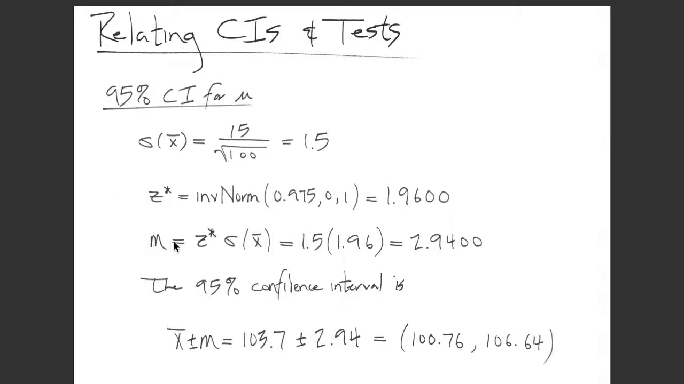Then the margin of error is the critical value times the standard deviation of x bar. Turns out to be 2.94. And so our 95% confidence interval would be our mean x bar plus or minus that margin of error. So that turns out to be from 100.76 to 106.64. So we're 95% confident that the true mean average IQ among all seventh graders in the school district is between 100.76 and 106.64.